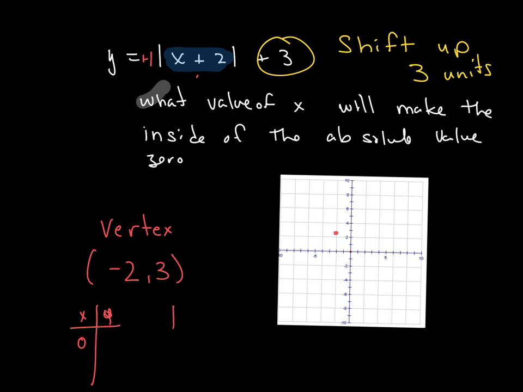And if I plug that in, that would just give us 0 plus 2 plus 3. The absolute value of 2 is just 2. So that gives us 2 plus 3, which is equal to 5. So I know at 0, I'm up here at 5. It's going to be symmetrical, so because at 0 is equal to 5, I also know 2 units in the other direction, which would be at -4, would also be at 5. So then my graph of this absolute value will look like this.